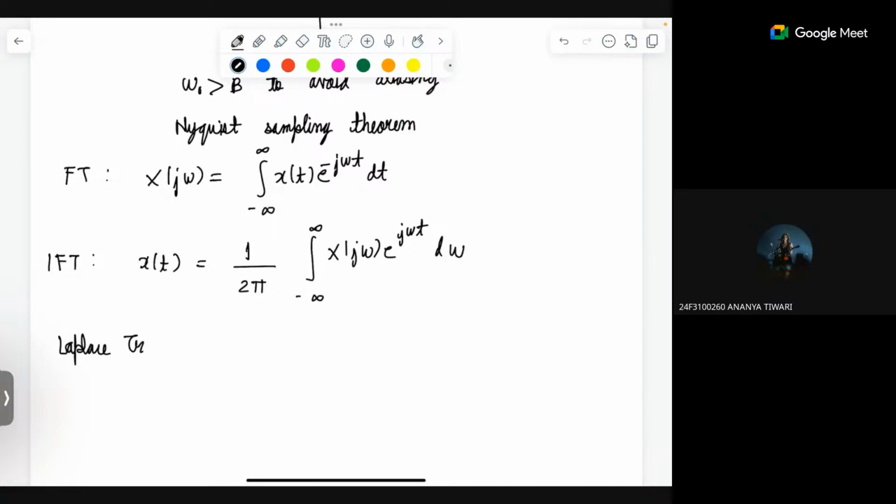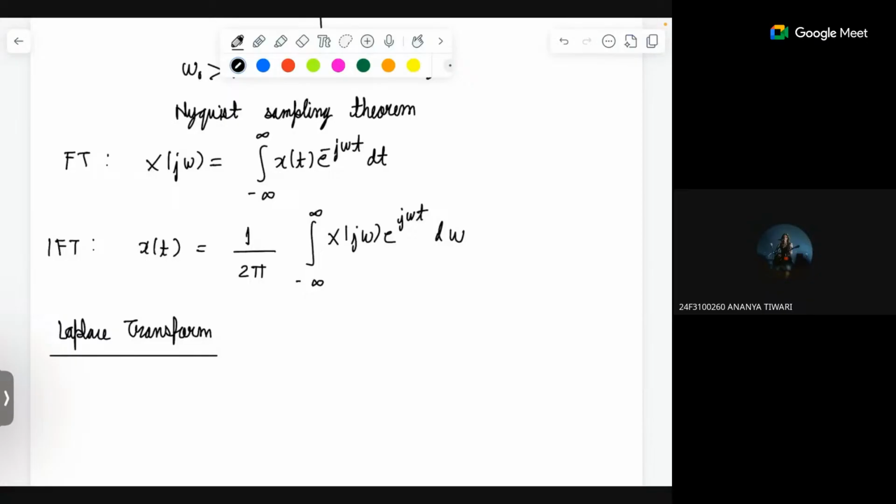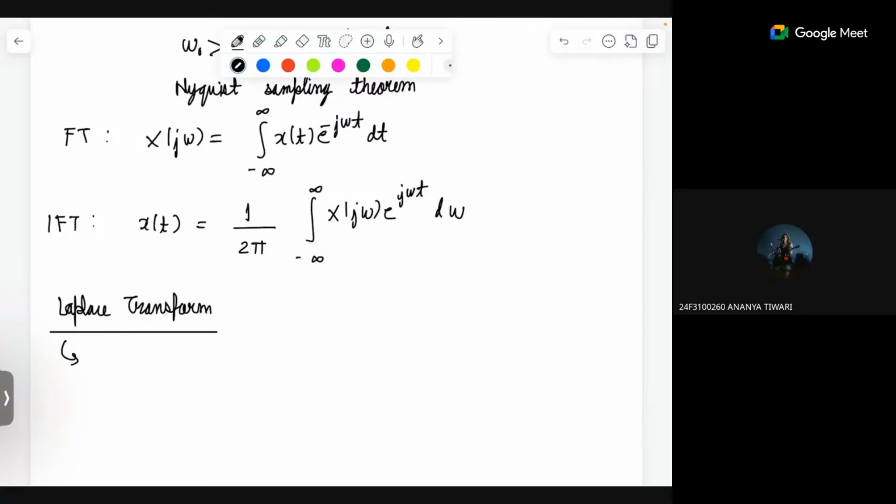Now we are moving towards Laplace transform. Why do we need Laplace transform? Because we cannot find the Fourier transform of every signal. Suppose we have a periodic signal with infinite energy, then we cannot use Fourier transform. And that is when Laplace transform comes into the picture. So Laplace transform is used to analyze aperiodic signals with infinite energy.